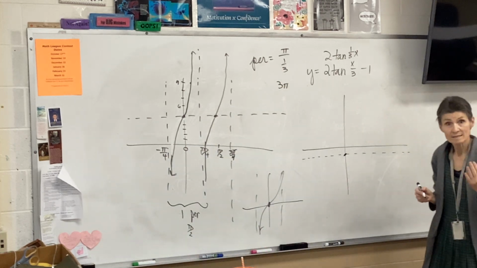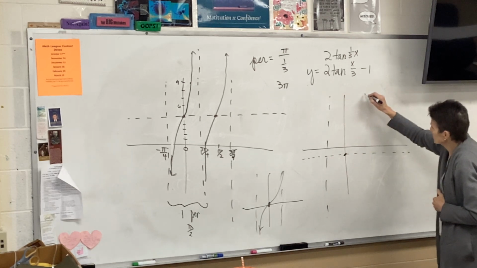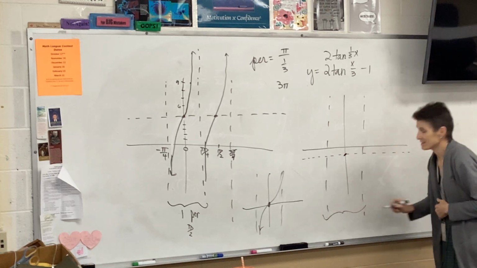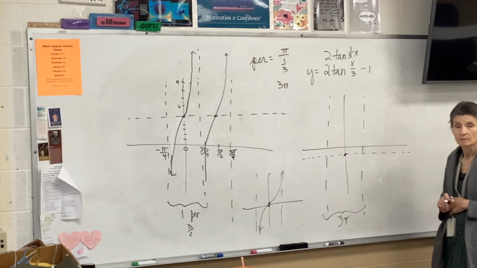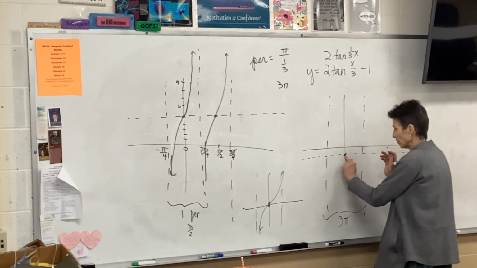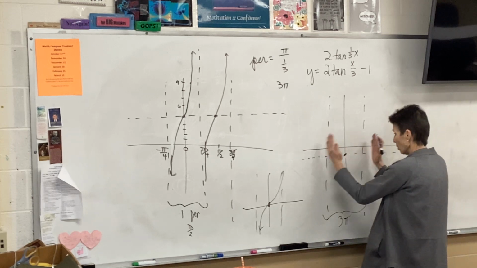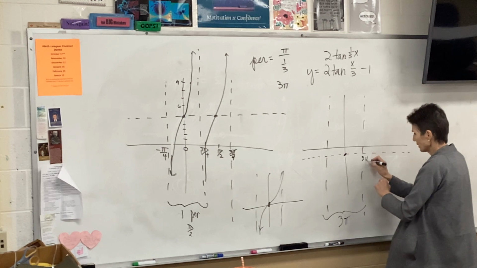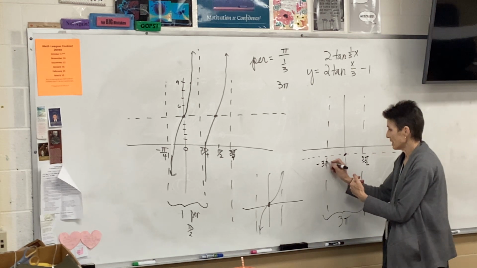Now, what does that mean? That means that between this vertical asymptote and this vertical asymptote, that distance is 3 pi. That point splits the difference, it's right in the middle. So if the whole thing is 3 pi, then this would be half of that, and this would be half of that.